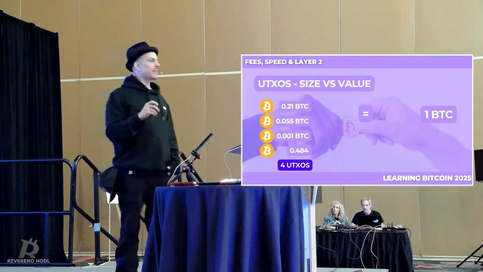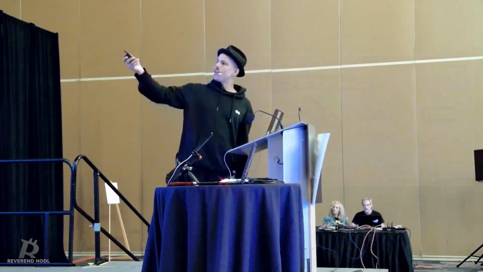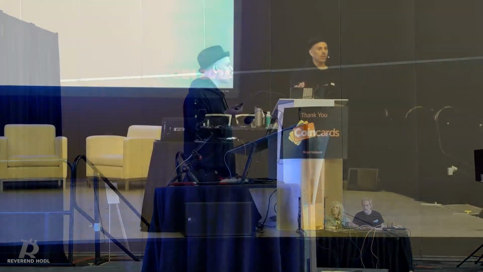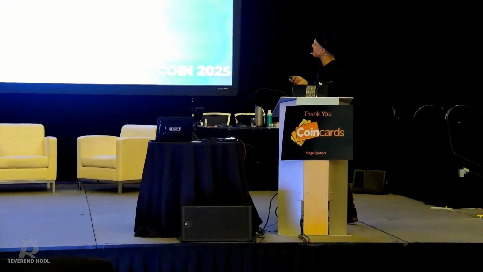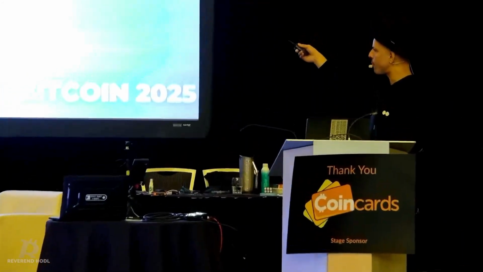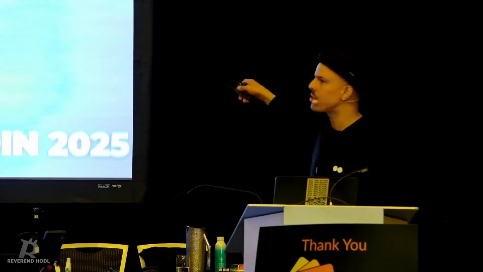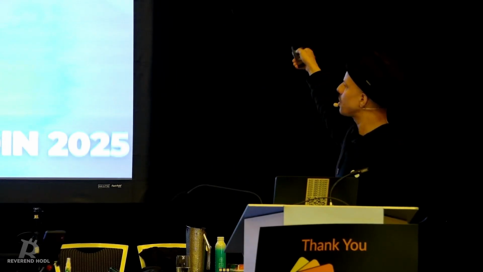But it doesn't have to be nice, round numbers. Bitcoin is digital, it's divisible, and we can go into all sorts of weird, smaller and larger amounts of UTXOs. So we can have 0.21, 0.055, 0.001, and 0.484, and if my maths is okay, that still adds up to 1 Bitcoin. But it's 4 UTXOs, and that's what will determine how much it costs to send this, not the value.